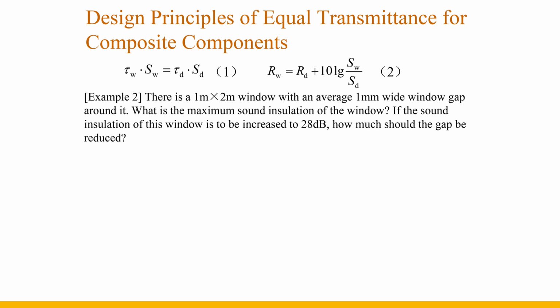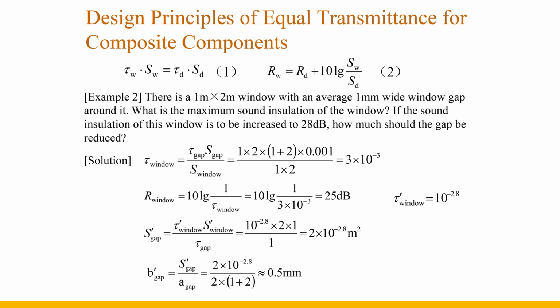There is a window with a width of 1 meter and a height of 2 meters facing the outside, and there are gaps with an average width of 1 millimeter around it. What is the maximum sound insulation of the window? If the sound insulation of this window is to be increased to 28 decibels, how much should the gap be reduced? Windows and gaps are equivalent to combined sound insulation components.